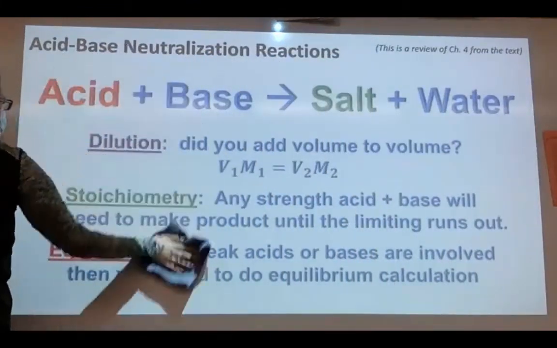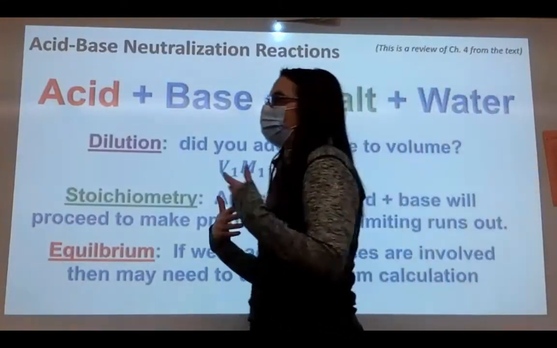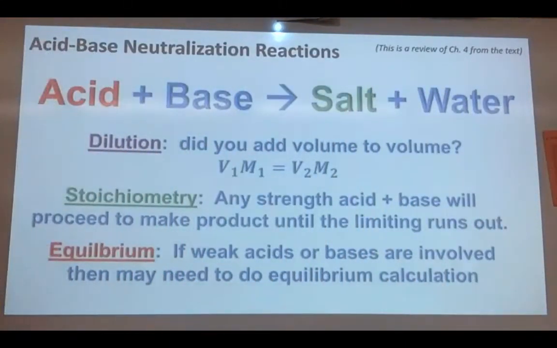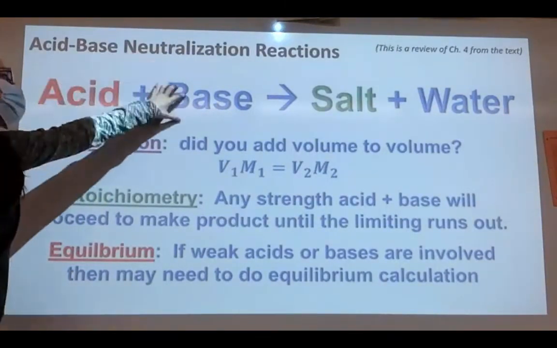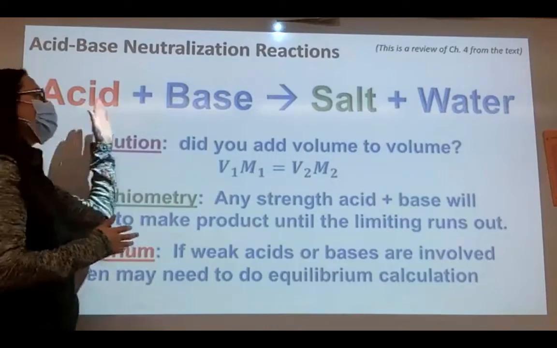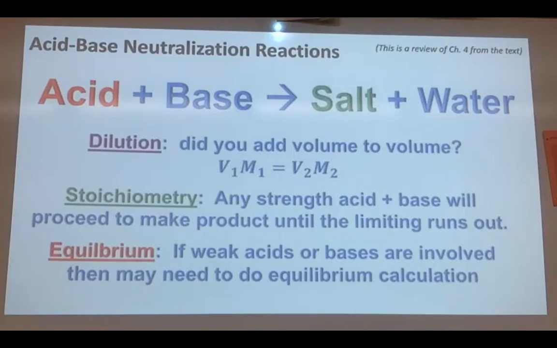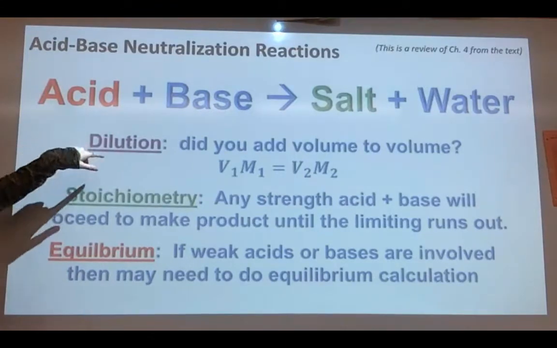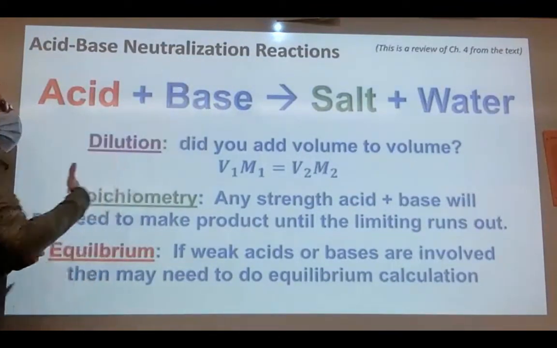You have this at the bottom of your page. This is kind of the mathematical operations that we use as we look at acid-base reactions. The first thing, because acids and bases are solutions, we have 2 solutions that we're mixing together. That means that we're actually changing the volume. So the first thing that we can do if we added volume to volume is we can use the dilution equation, M1V1 equals M2V2, to figure out what's the new molarity of the acid and what's the new molarity of the base.